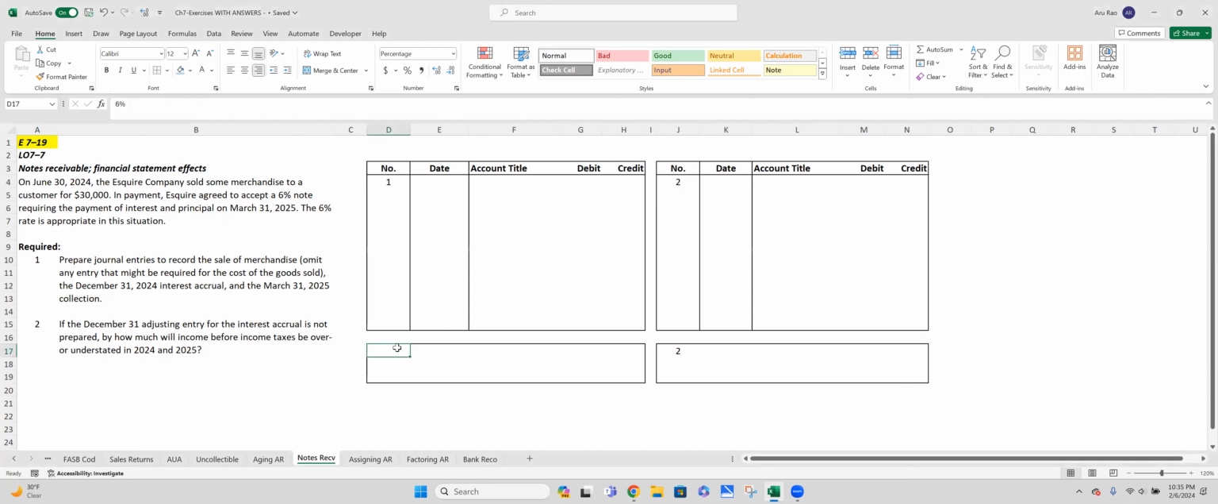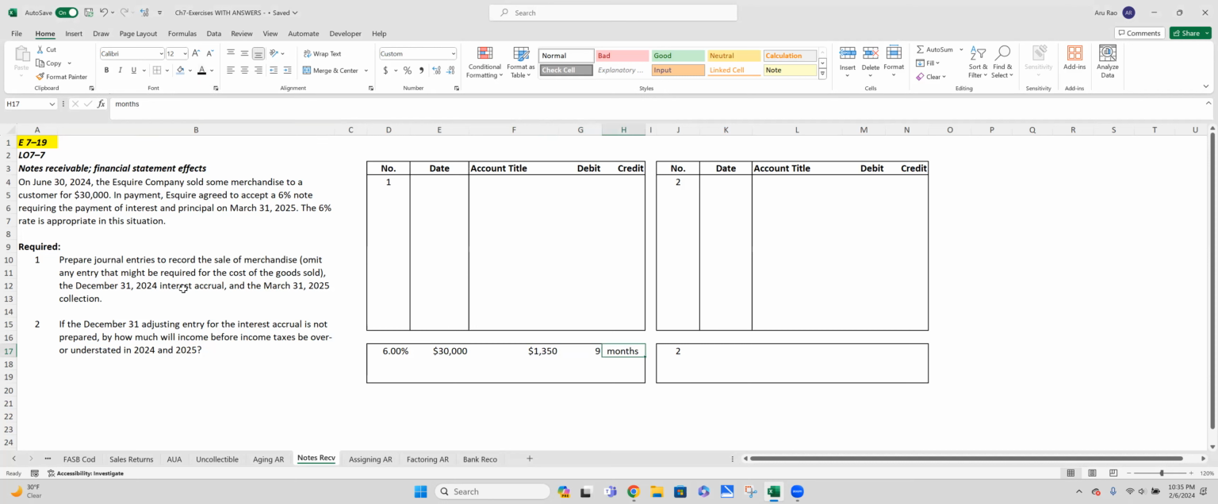So let me go ahead and do a calculation over here. My interest rate is 6%. The face value of the note is $30,000. So when I do the calculation, I take 30,000 times 6% for 9 months, because I have a total of 9 months on this note. It is $1,350. So this is for 9 months.